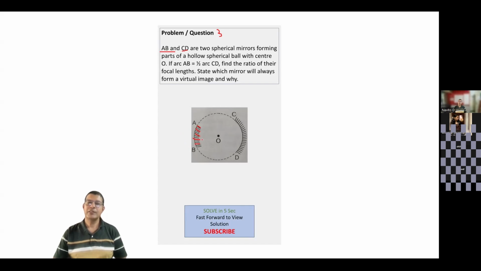Are you sure? Convex, I think. Yes. Another one will be concave, because it is reflecting on the inner side. See, inner side is reflecting. Remember this.